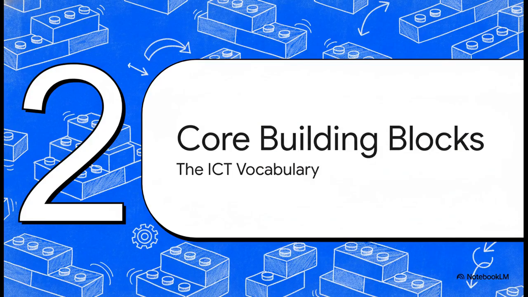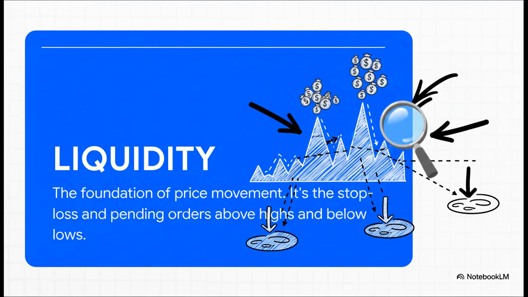Okay, so before we can start building any kind of trading model, we have to learn the vocabulary. We got to know our pieces, right? Think of these next few concepts as our fundamental Lego bricks. Once you really get what each individual piece does, building the bigger structures becomes so much easier. First up is the big one, liquidity. Honestly, you could argue this is the most important concept in the whole framework.